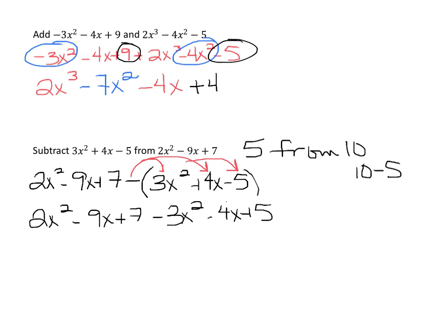Once you're here, you combine like terms. 2x squared, negative 3x squared, that's negative x squared. Negative 9x, negative 4x, that's minus 13x. 7 and 5, that's plus 12.